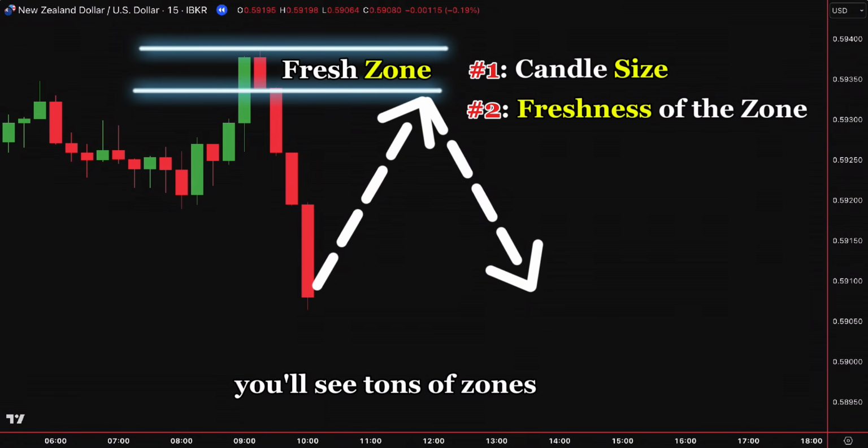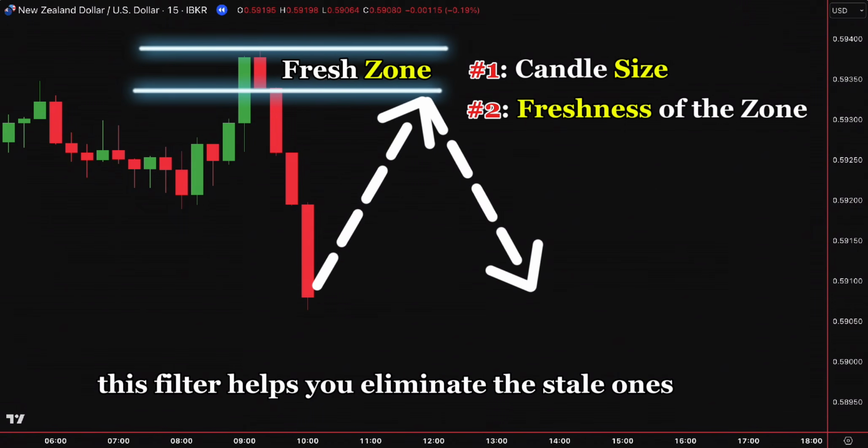Especially on the 5-minute chart, you'll see tons of zones. This filter helps you eliminate the stale ones.